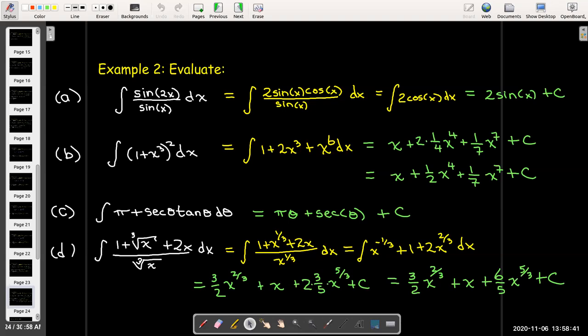And then for 2x raised to the 2/3, remember, I'll have to add 1 to the exponent. So 1 is the same as 3/3. So 2/3 plus 3/3 makes 5/3. I would have to divide by 5/3. But dividing by a fraction is the same as multiplying by its reciprocal. So I'll have to multiply by 3 over 5, and I still have the multiplier 2. So bringing all that together, I'll get 3/2 x to the power of 2/3 plus x plus 6/5 x to the power of 5/3 plus c.